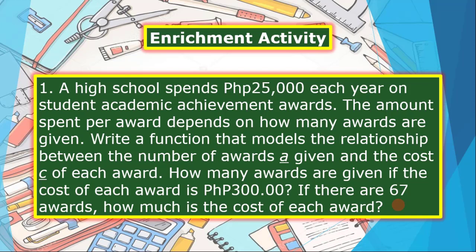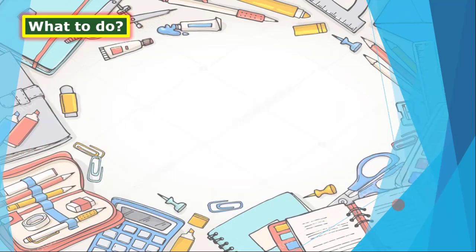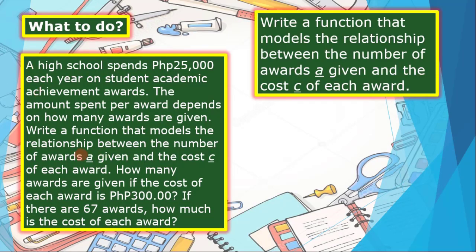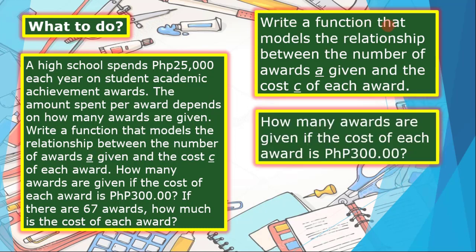So let us dissect each of the given and each of the questions, or what is being asked in this problem. So this is the problem I read earlier. Actually, we have to write a function that models the relationship between the number of awards given, which we denote by A, and the cost C of each award.